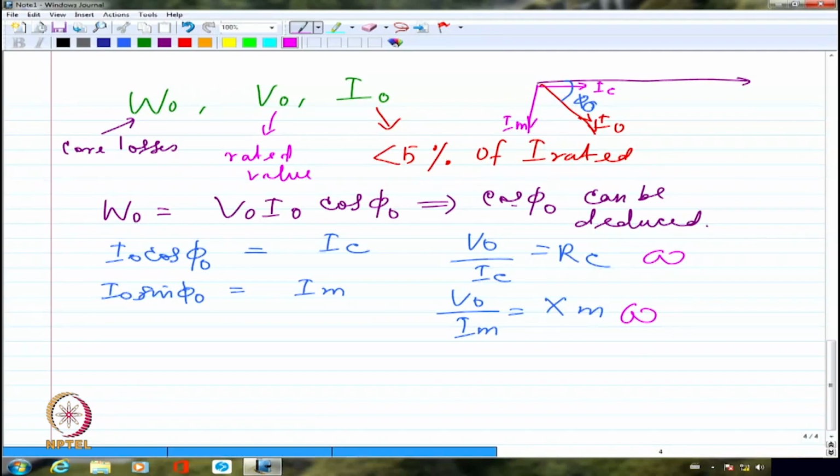So, I can't have RC to be 0 either. What you say is right. If RC is 0 or IC is 0, I should get core losses to be 0. But although that is true, if I have RC to be 0, the no load current will literally become infinity. They are in parallel. Remember that. RC and XM are in parallel. So, if RC is 0, I will have no load current reaching infinity, which should not be the case. Got it?